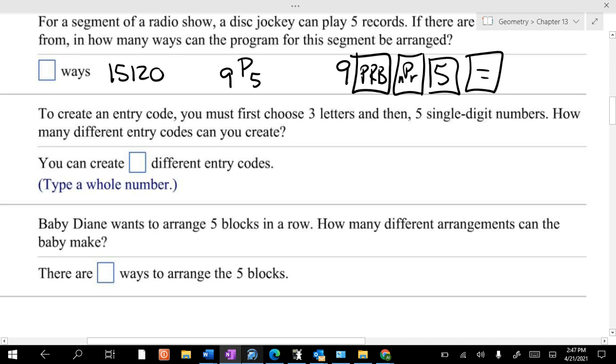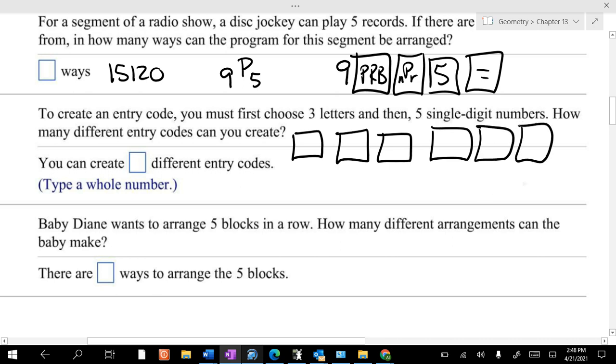Okay, this next one is not a permutation or a combination. Let's think about it. Okay, you've seen on the garage doors, people have codes they punch in to have their garage doors go up. This is a little more complicated, but in the same concept. Okay, you can choose 3 letters and 5 numbers for your entry code. Now, how many letters are there to choose from in the alphabet?